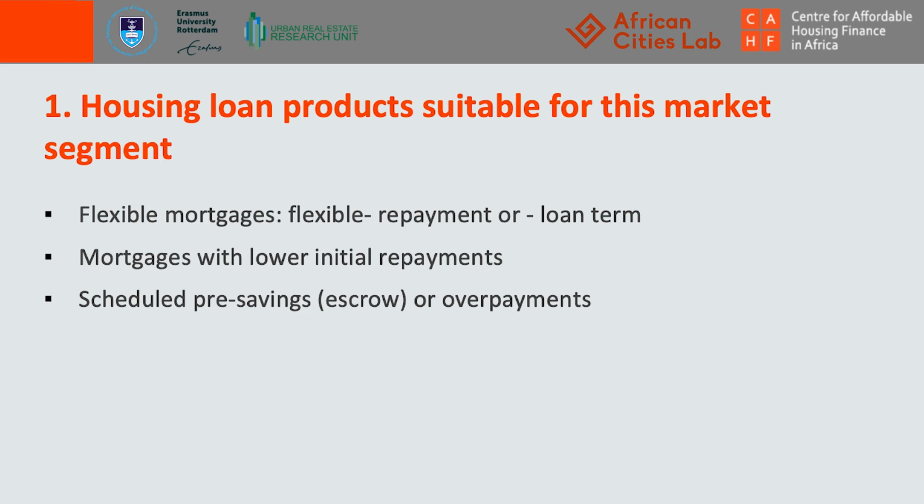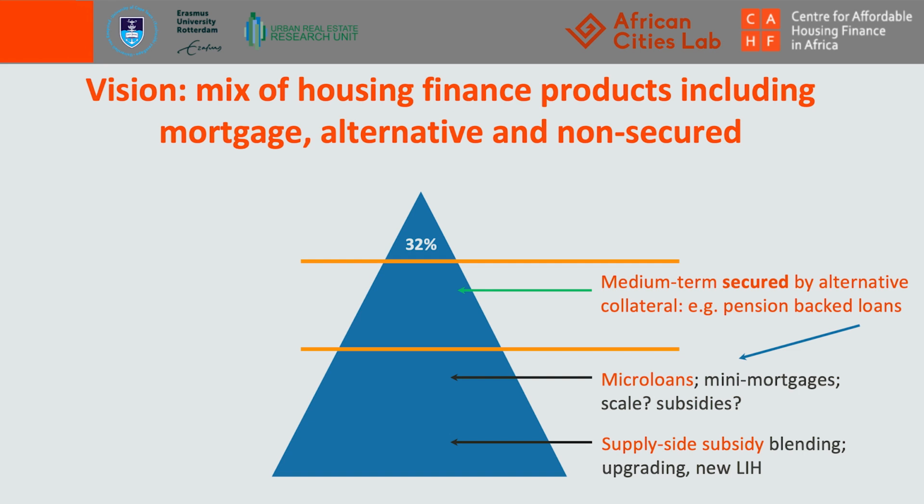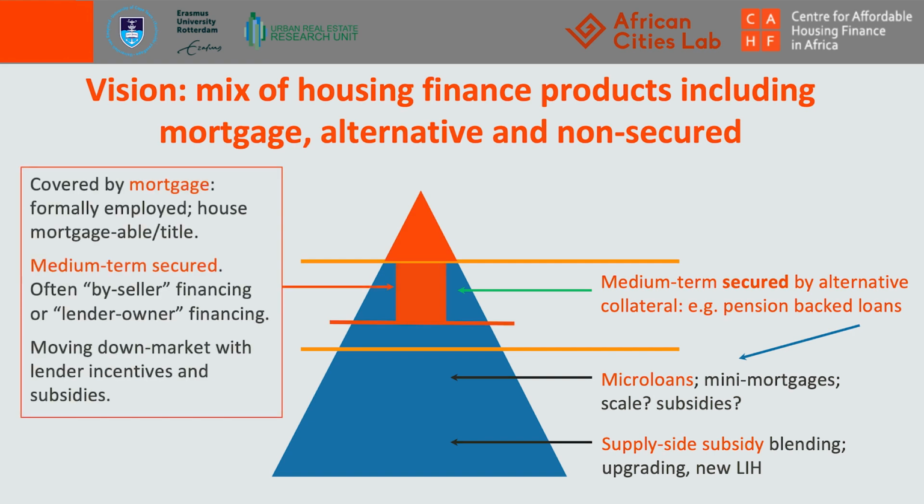Other loan products deal with the lack of sound property collateral. For example, loans can be based on alternative collateral, such as other real estate that the customer may have, or pension savings. And lastly, non-collateralized housing loans may be used, such as medium-term microloans or a scheduled sequence of smaller loans for self-construction. It would be ideal if the housing finance system would offer a mix of mortgage loans based on alternative collateral and non-secured housing finance products, as we show in this schematic overview of a housing finance system.